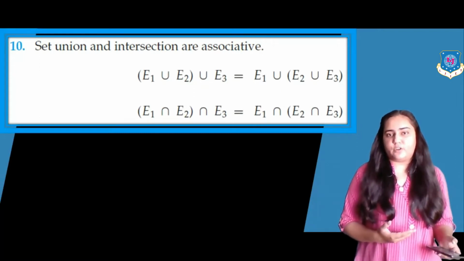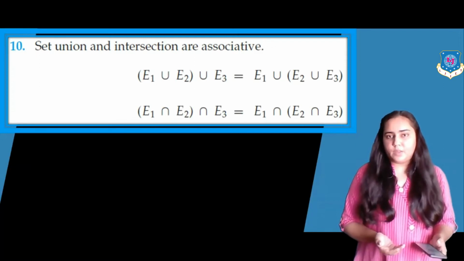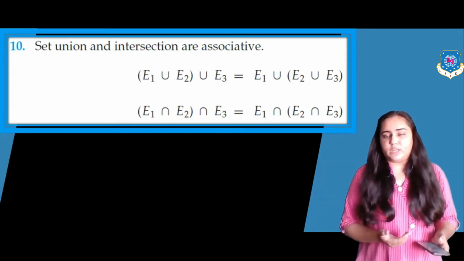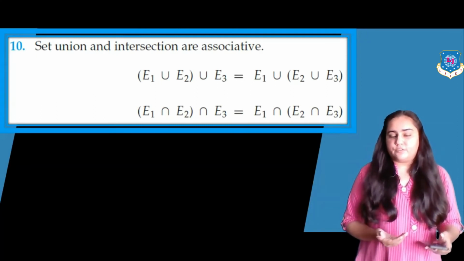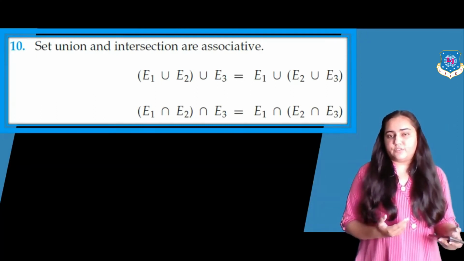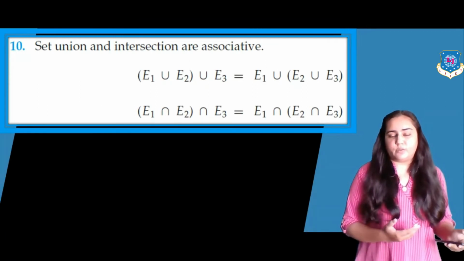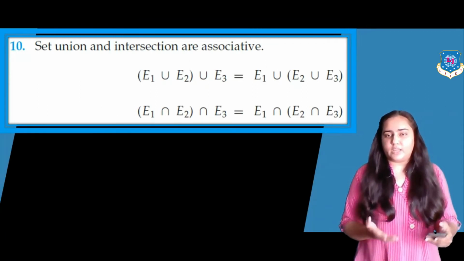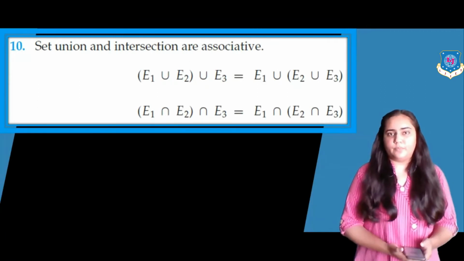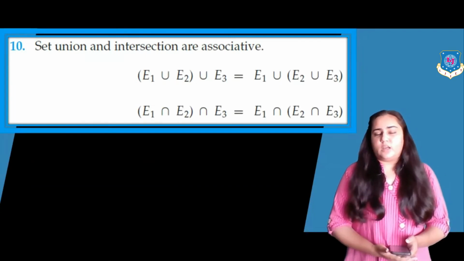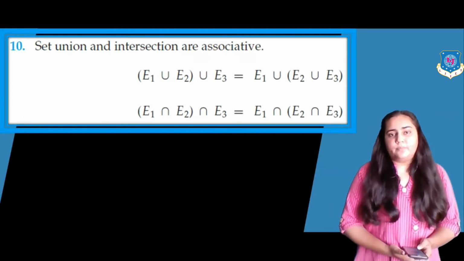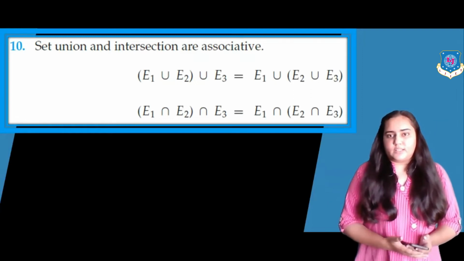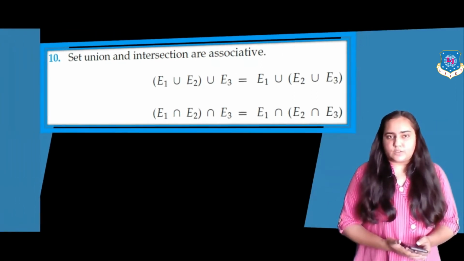This is also true for intersection, which means if I do E1 intersection E2 first, and then perform intersection of this result with E3, this is the same as doing E2 intersection E3 first, and then the result of that, I can do an intersection with E1. So this is known as associativity of union and intersection. And of course, once again, set difference is not associative.